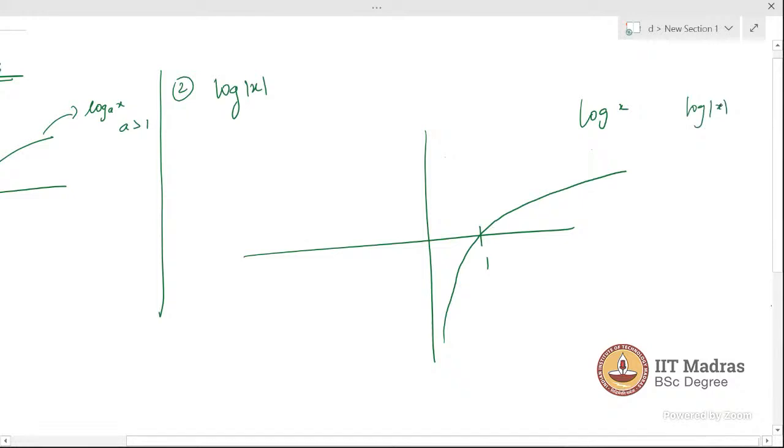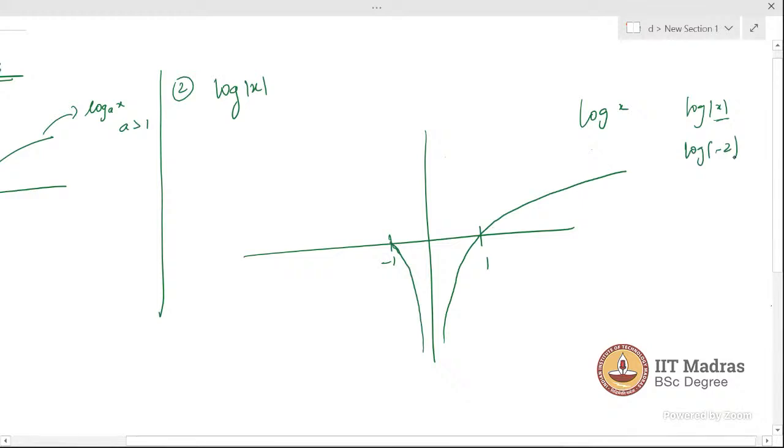Correct. What happens when you give x equals to -1? This mod function will make it 1. Yes, sir. At -1, this mod function will make it 1 and so we get log 1. Correct. So log 1 is what? 0. And if I'm coming from this side, log 0 can also be considered. So can I say that this graph will be something like this? What about log of -2?